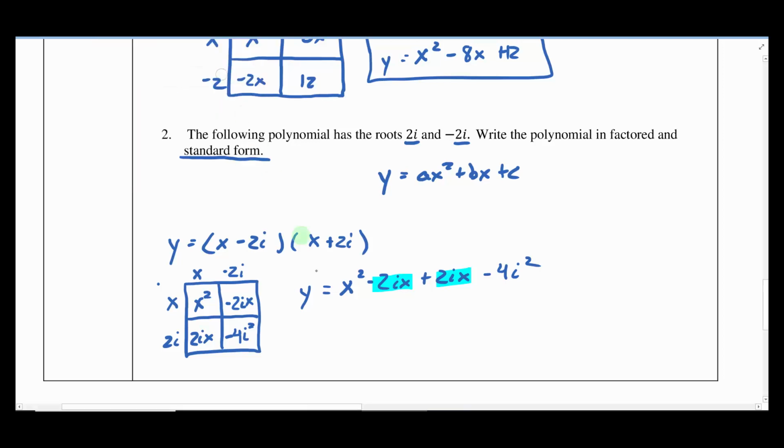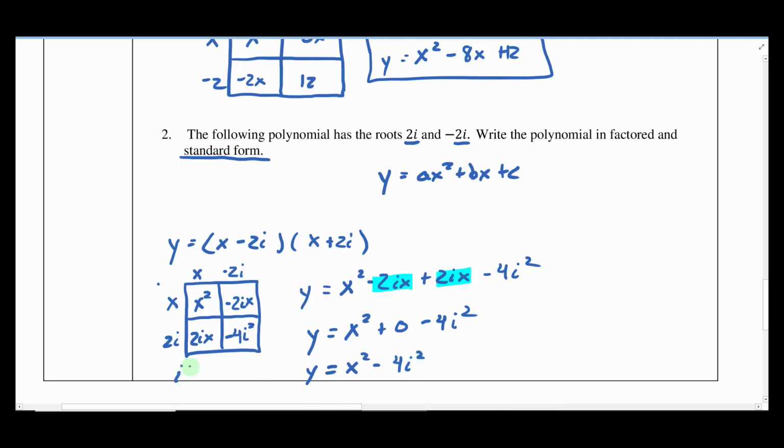So we've got y equals x squared, negative 2ix, positive 2ix. All right, so they're opposites of each other, and when I add them, I'm going to get 0. So I have x squared plus 0, minus 4i squared. Okay, so a little bit more simplifying there. I really don't need the 0. x squared plus 0 is just x squared. So I have x squared minus 4i squared.